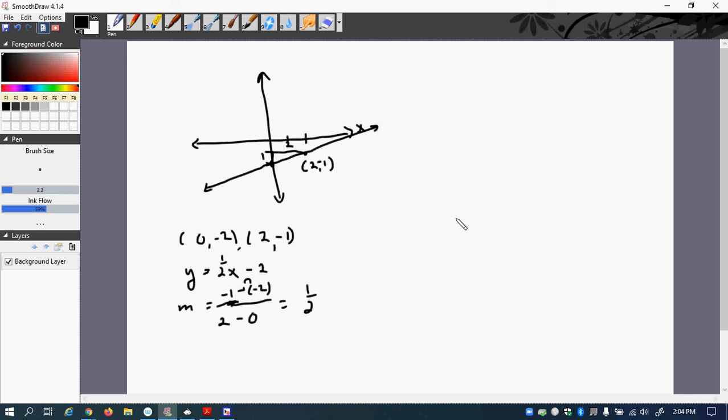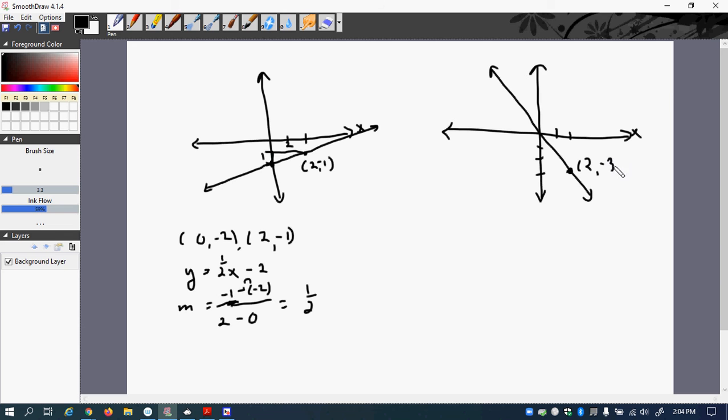So now let's take a look at another graph. And let's say that it's going to go through the origin this time. So let's say it's like this. And let's say that it's going through the point at least of (2, negative 3). So it's something right here. So this is (2, negative 3).